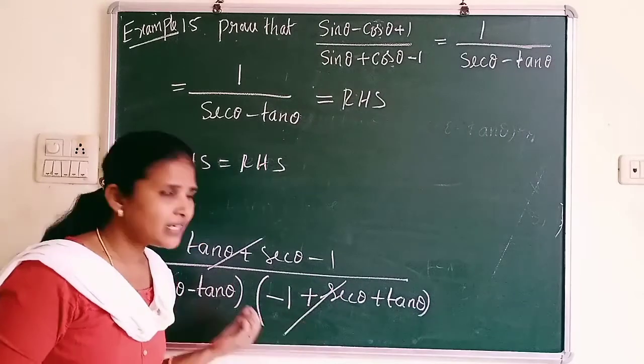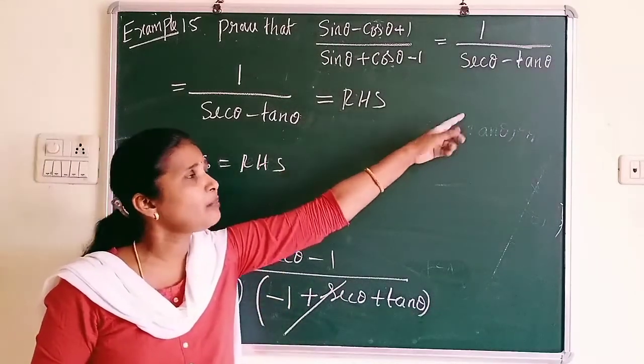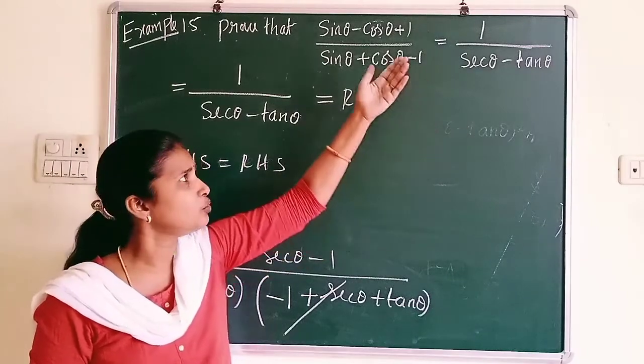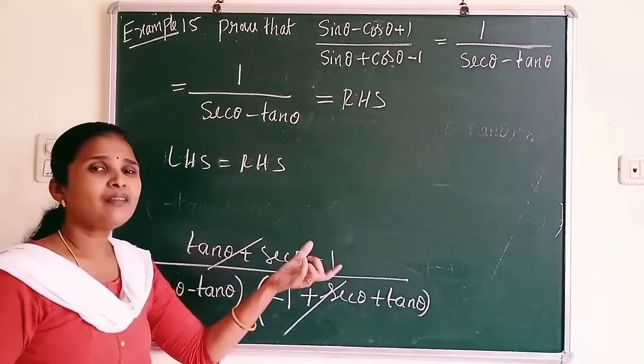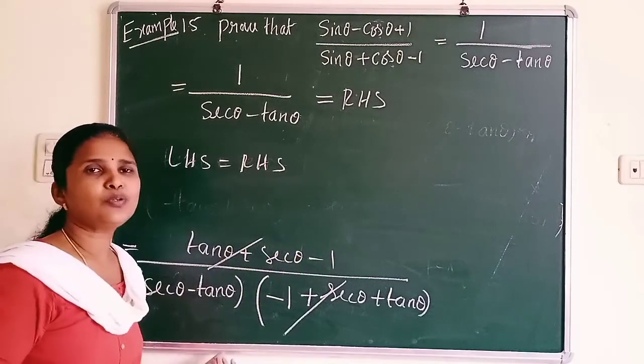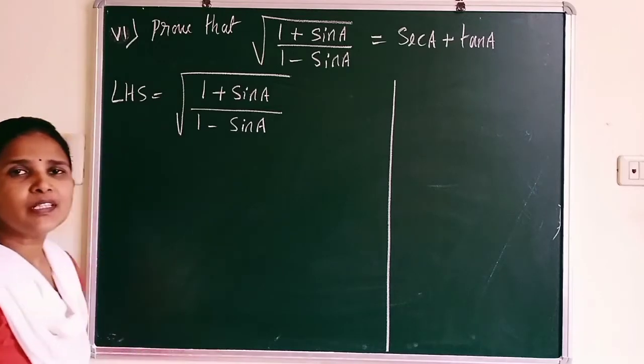Here in the denominator we replaced 1 by an identity because you have secant minus tan in the denominator and only 1 in the numerator. So that is your intention. Just look at the RHS and plan according to that so that you will get the answers. Now let us move to the sixth question.